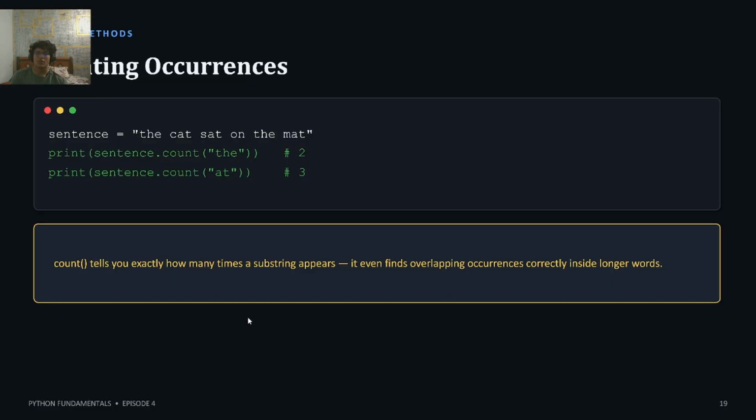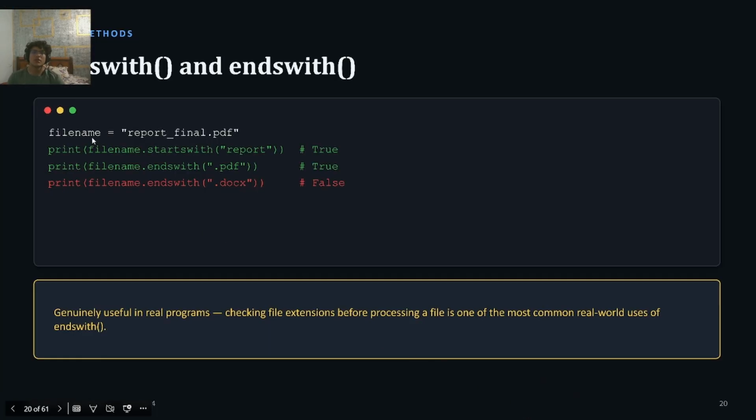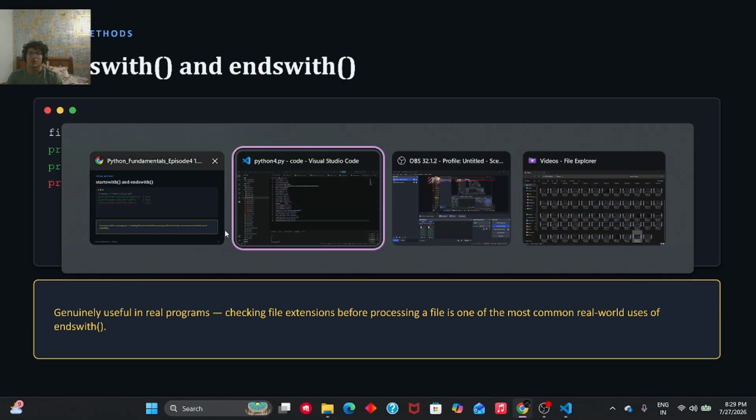Now let's move on to the next one, which is startswith and endswith. Let's check this out with an example. It's used in checking a file's extension before processing a file. If you want to check the extension of one file, you can use this. This is the most common real-world use of endswith and startswith.